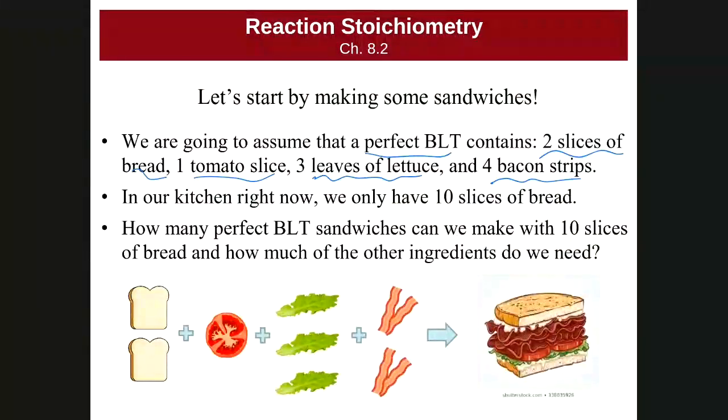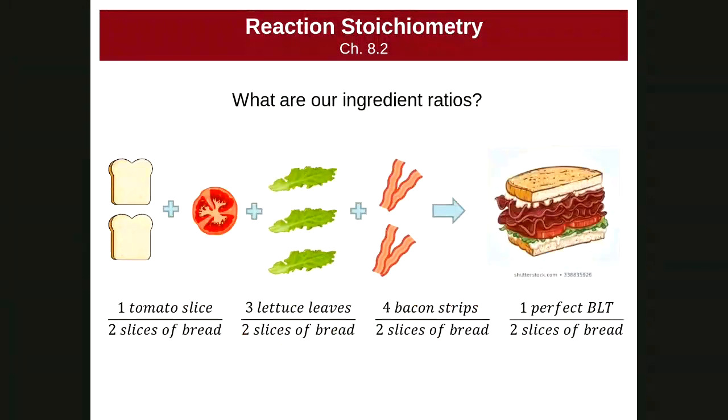In our kitchen right now, we have only 10 slices of bread, but we have tons of all of our other ingredients, so don't worry about those. So, how many perfect BLT sandwiches can we make with 10 slices of bread? You probably figured it out in your head already, but did you know that you did it using stoichiometry? No, probably not. So we're going to work it out step by step so that the steps look less intimidating when we're working with chemicals. All right, so what are our ingredient ratios?